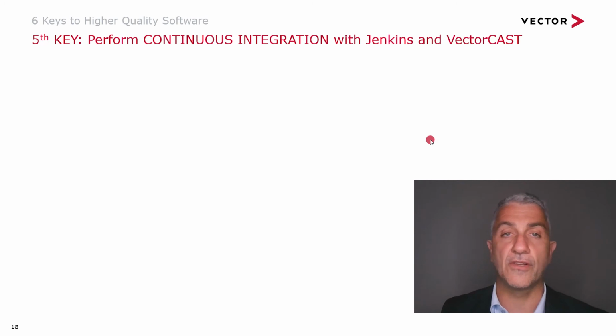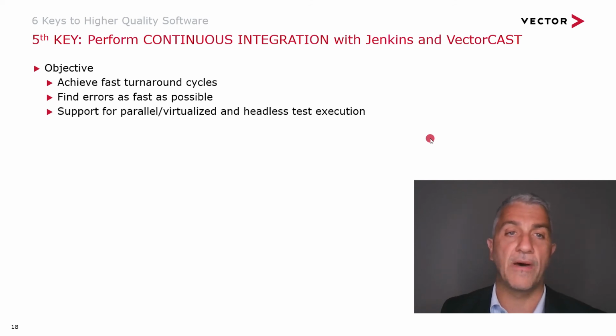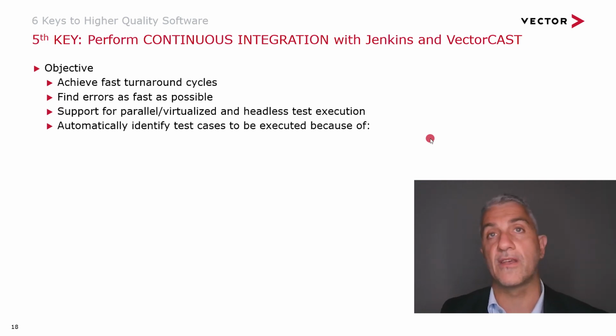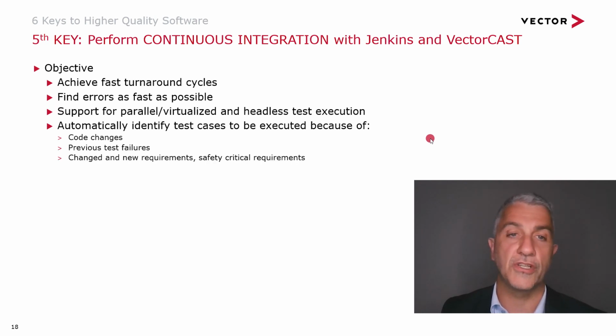The fifth key is to do continuous integration with Jenkins and VectorCast. The objectives are to achieve faster turnaround cycles, to find as many errors as possible, to do parallel and virtualized headless test execution, and to identify test cases to be executed because of code changes, because of previous test failures, so rerun the tests, changed requirements, new requirements, new safety-critical requirements, and so on.